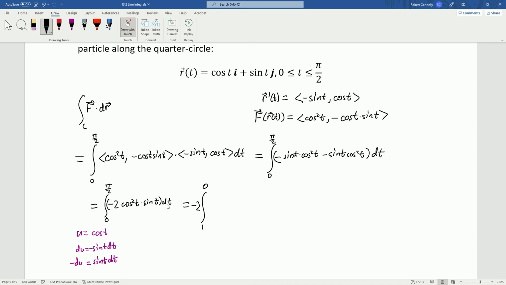Putting that negative 2 out in front here, and then the rest of this is going to give me negative du, so actually it'll cancel this negative. And then I'll get u squared du. This becomes 2 times u cubed over 3, evaluated from 1 to 0, which is 2/3 times 0 minus 1, which is negative 2/3.